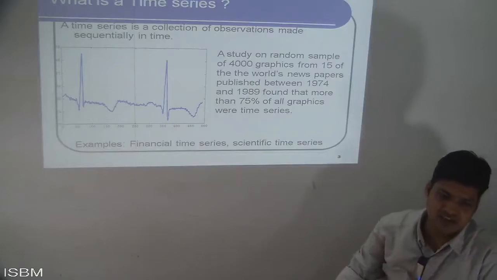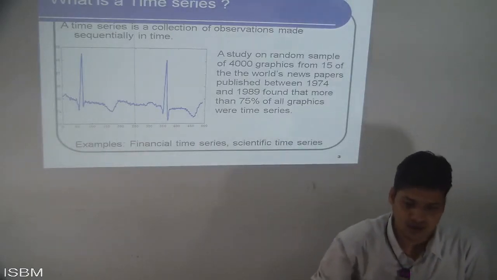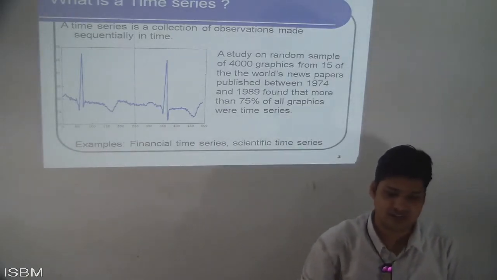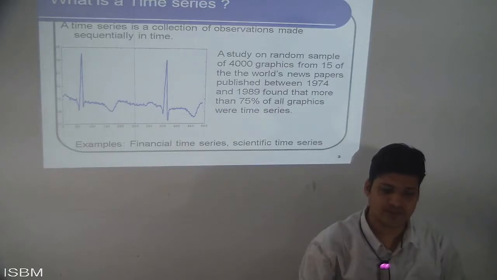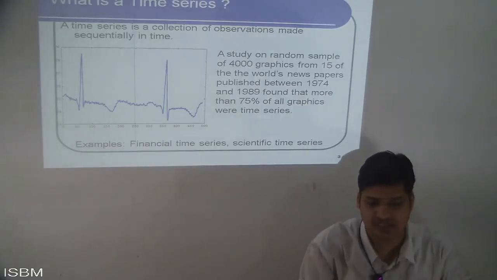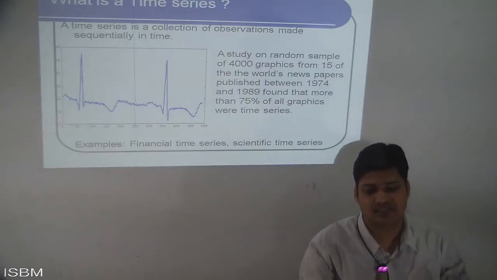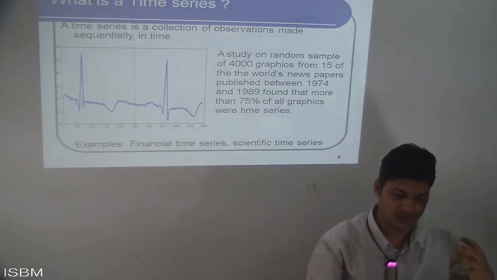A study of a random sample of 4,000 graphics from 15 of the world's newspapers published between 1974 and 1989 found that more than 75% of all graphics were time series. This is shown over here. Examples are financial time series and scientific time series. These are all time series.